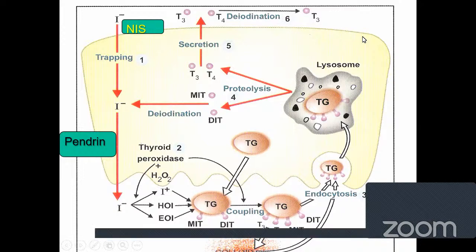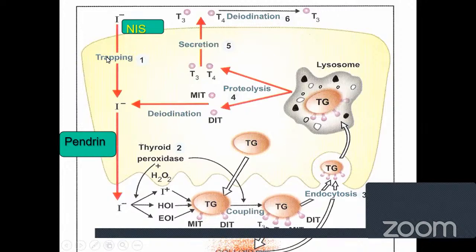Now this is a follicular cell, this yellow structure, and this portion is a colloid where the thyroid hormone is stored. Now iodide ion, which is present in plasma, it will be taken inside this follicular cell. Now this step is called as iodide trapping. Now this NIS is sodium iodide symporter. So this symporter is responsible for trapping of iodide ions.